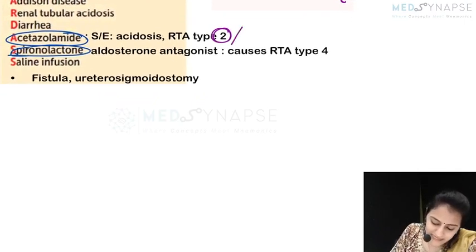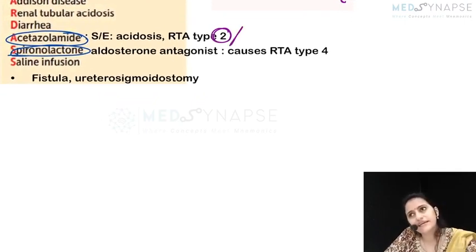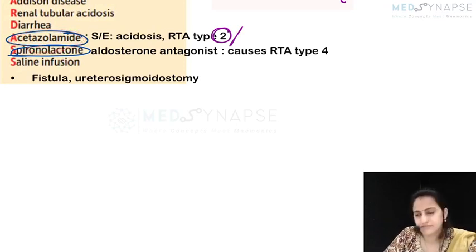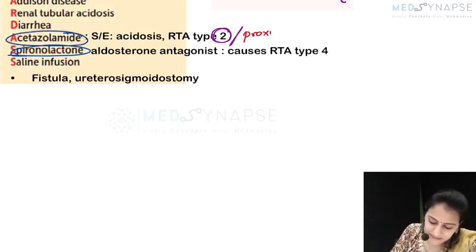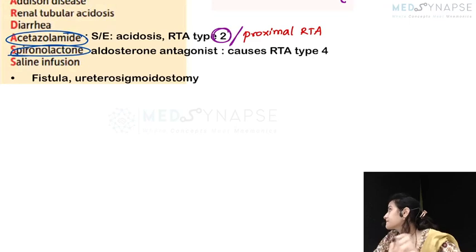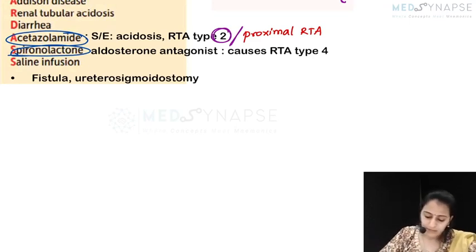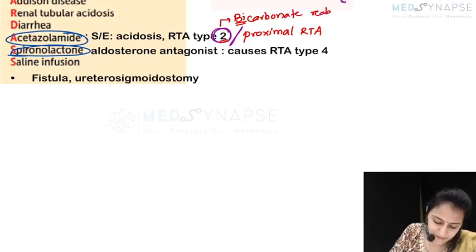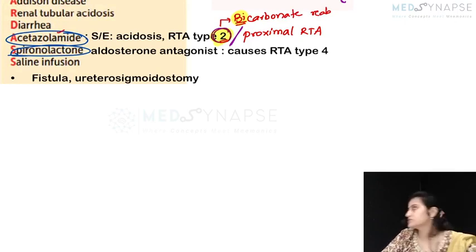Because RTA type 2 is a proximal RTA or a distal RTA. Logically सोच के बताओ. कहाँ act करता है acetazolamide? PCT. That means it is proximal. It's a proximal RTA. So remember that type 2 is a defect in bicarbonate reabsorption defect. Right? So 2 is bicarbonate. So that's why this is acetazolamide type 2.